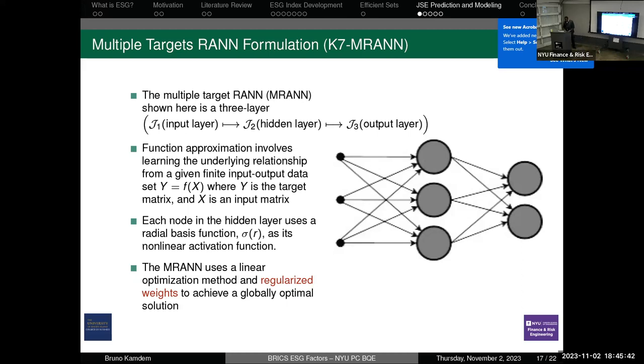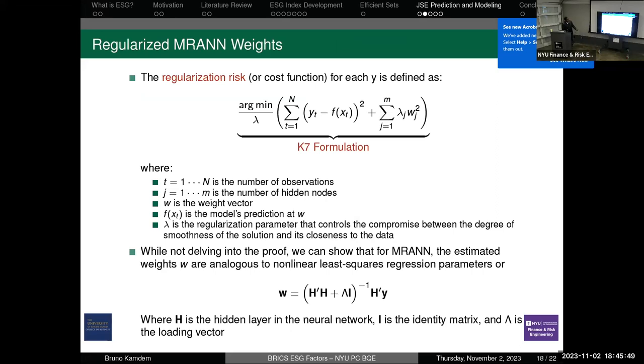So what's happening when we look at our results here, but let's talk a little bit about the neural network first. Here, you just see how the regularization risk or cost function is usually computed this way, where y is the output, w is the weight vector, and lambda is the regularization parameter that controls the compromise between the degree of smoothness of the solution and its closeness to the data.